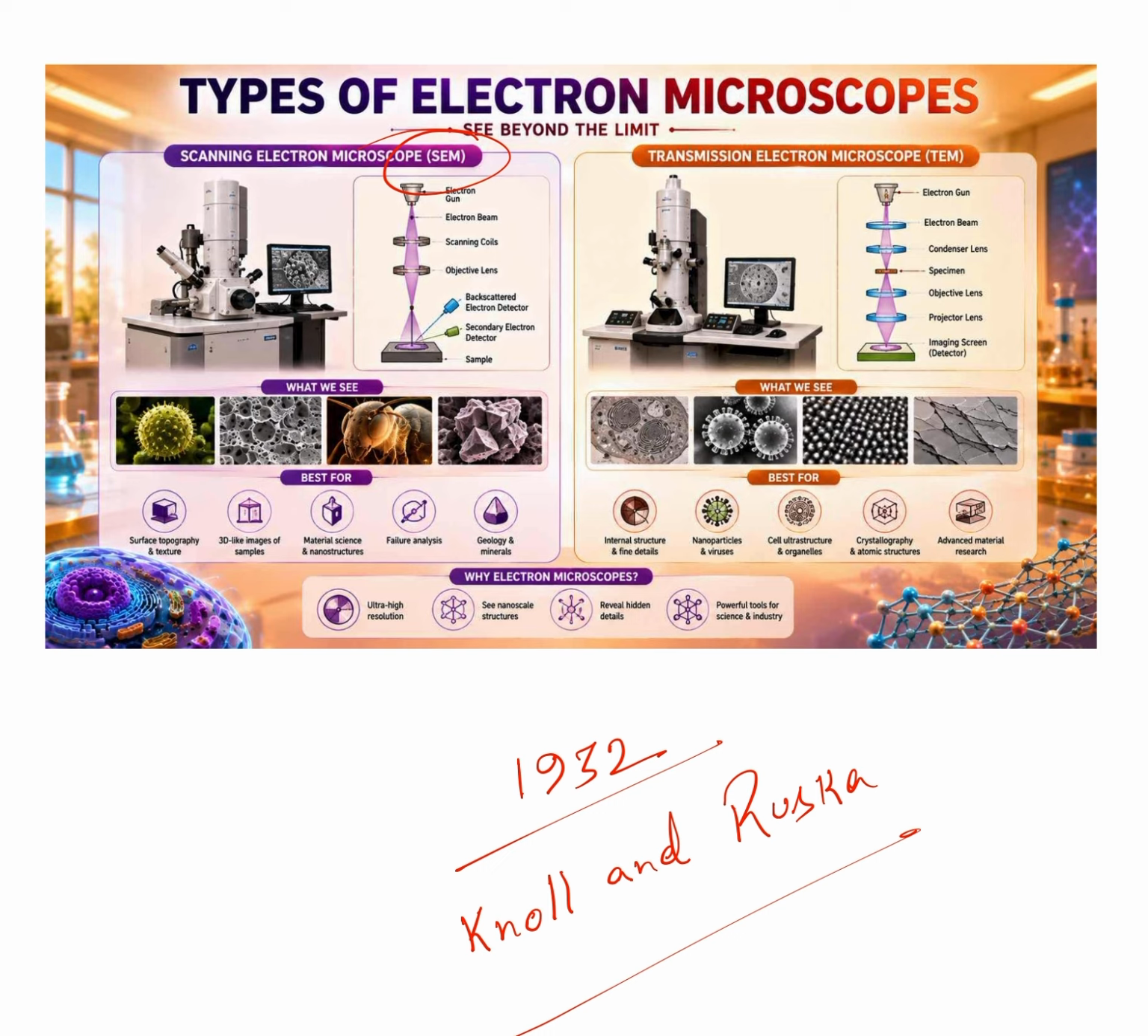One is called SEM and one is called TEM, that is scanning electron microscope and transmission electron microscope. They are best for various purposes, various uses are there. But the first thing is, they use electrons. Electrons instead of light, and the magnification is 1 lakh to 5 lakh times, which is significantly higher than the previous ones.